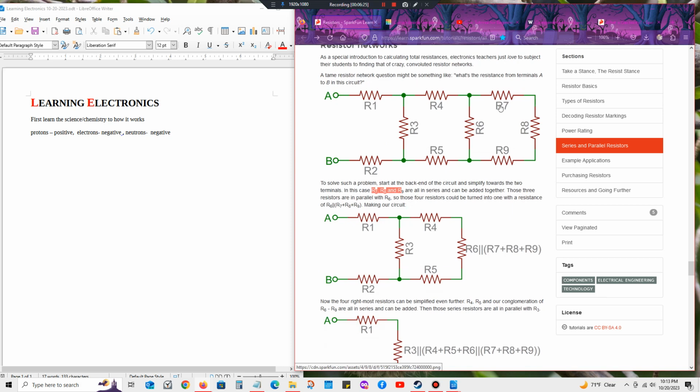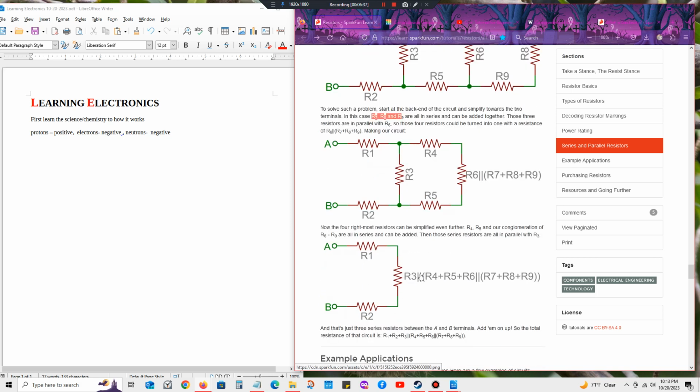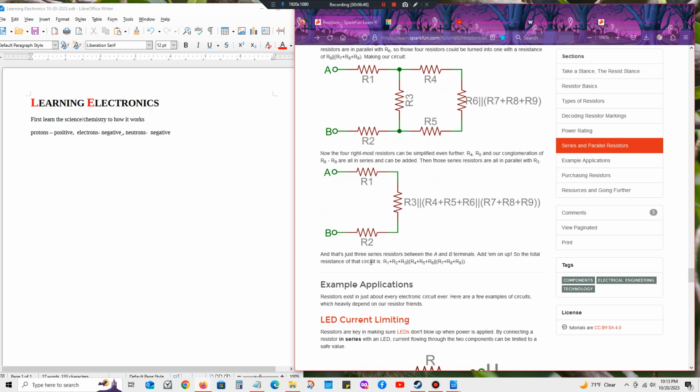R7, R8, R9 is parallel to R6, so you combine the three. And then you could say that R4, R5, and R6 are all parallel to resistor 3. So now you have R3 parallel R4, R5, R6 parallel R7, R8, R9, right? And that's just three series resistors between A, B terminals.